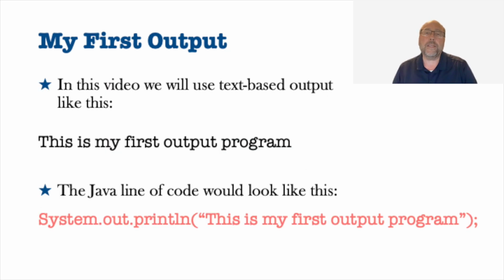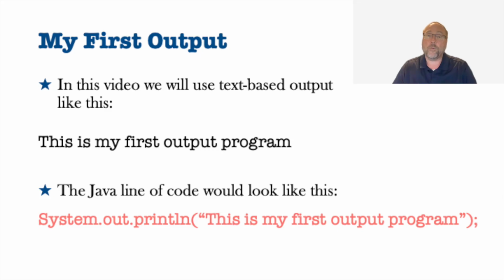So in this video, we're going to keep it really simple, and we're going to use text-based output. So we're going to write a line of code that will display, "this is my first output program." The line of code in Java to do that is the line below: System.out.println, open and close parentheses, and inside that, double quotes, this is my first output program, followed by a semicolon. All program lines in Java, for the most part, have a semicolon. So you may notice that the thing that's in the double quotes is the thing that's going to be displayed.